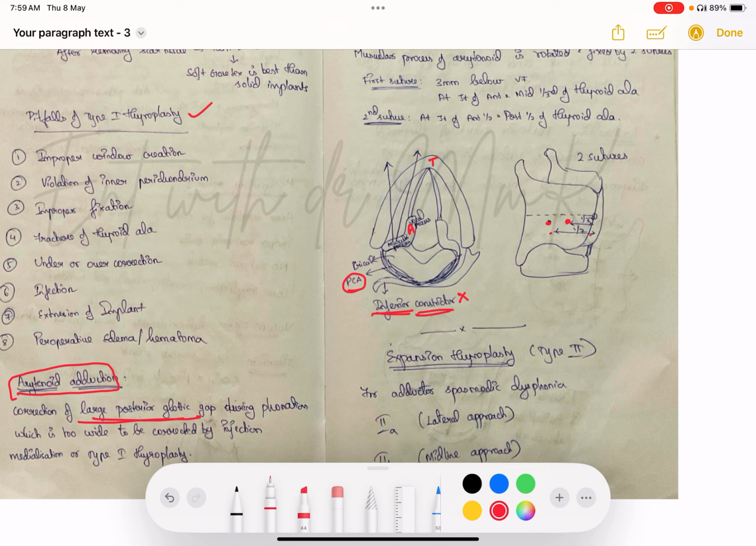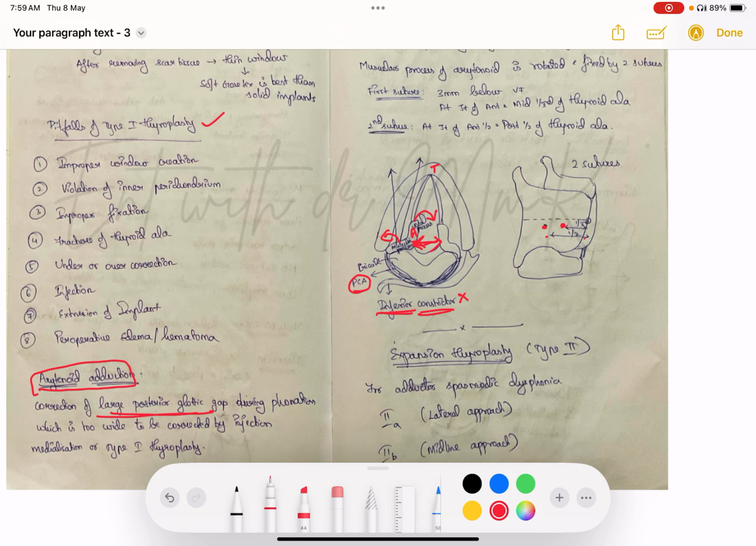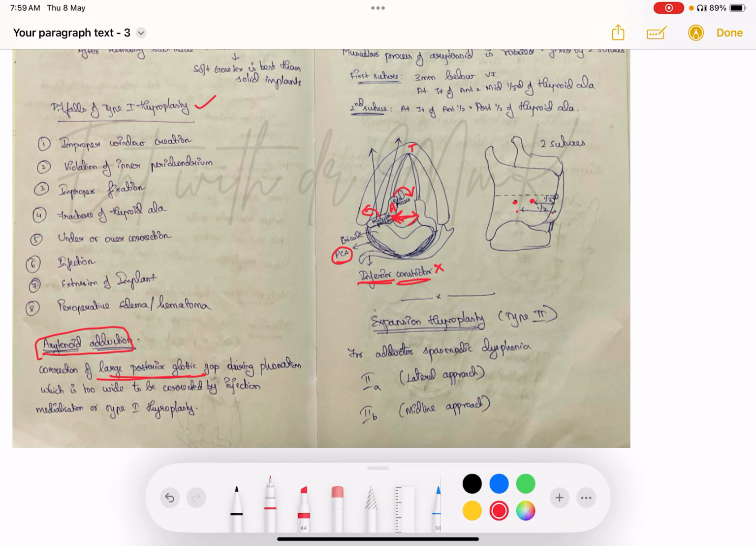What will happen? This vocal process will come medially. This muscular process will go laterally. Hence the arytenoid cartilage will get tilted, and hence this posterior glottic gap will be reduced. Okay, this is arytenoid adduction. Okay, this is the end of type 1 thyroplasty.